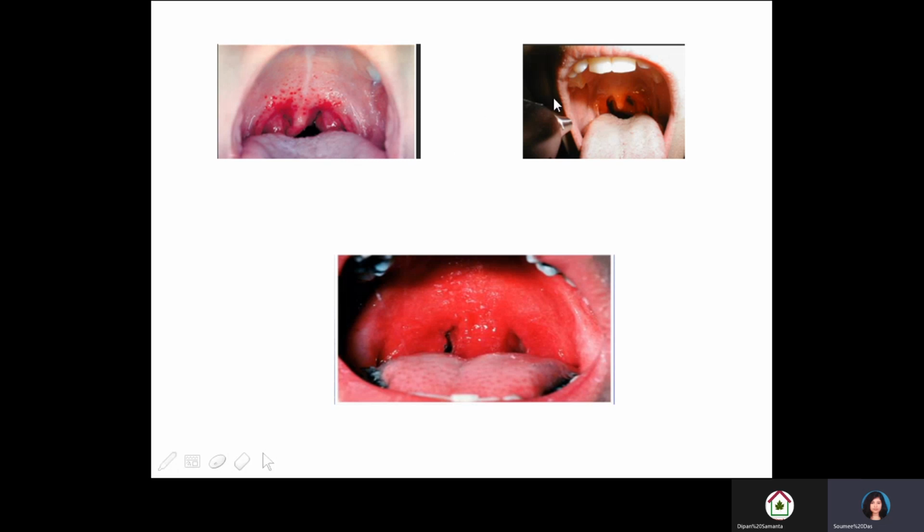Here you can see the whole oropharynx, along with the tonsils, is highly inflamed. And here the entire oropharynx, as well as the soft palate and some portions of the hard palate, like this upper portion, is highly inflamed. So these are different types of pharyngitis. This one is the most severe one.